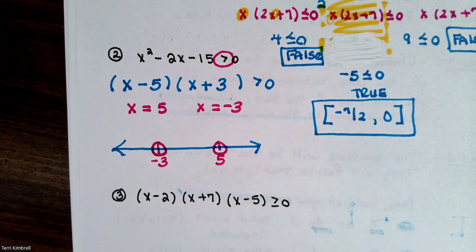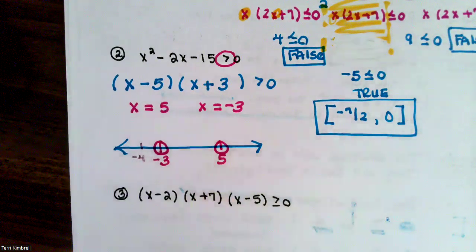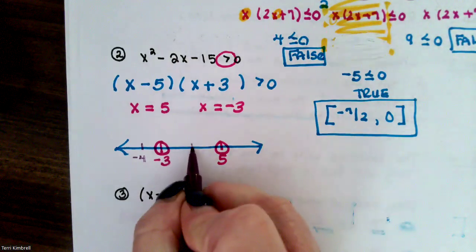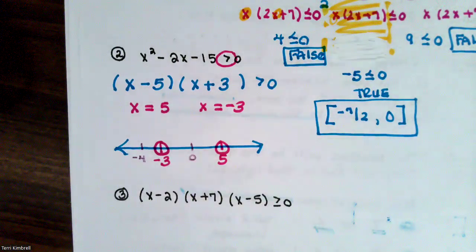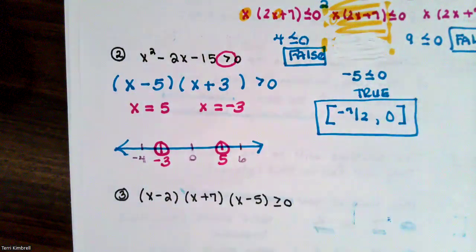Okay, you're going to pick any number that is to the left of -3. So I'm going to put a -4. If 0 falls in one of the cases, I would definitely pick 0. So 0 would fall between a negative and a positive. And then to the right, I'm going to pick 6.